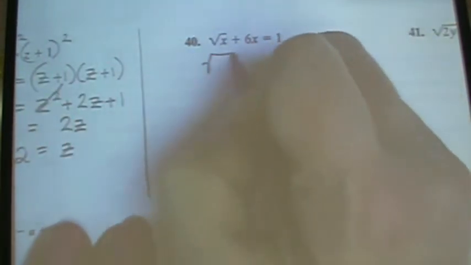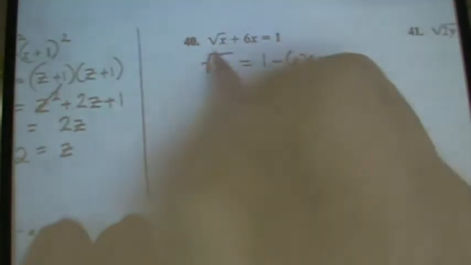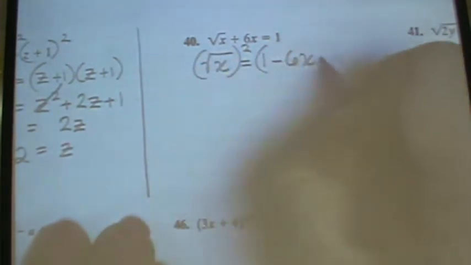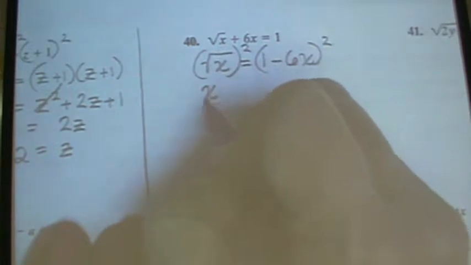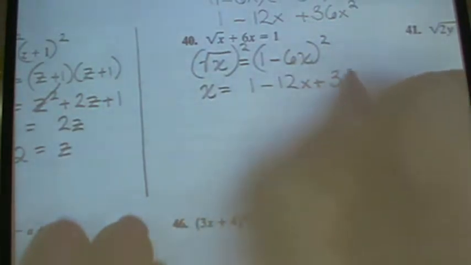For number 40, you want to get this square root by itself, so subtract 6x. Now we're going to square this side, and we have to square this side. Now when you square this side, 1 minus 6x times 1 minus 6x, you have to FOIL. 1 times 1 is 1. Minus 6x is minus 12x. And this is going to give you 36x squared. So this squared is 1 minus 12x plus 36x squared.